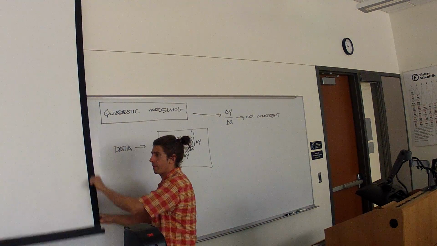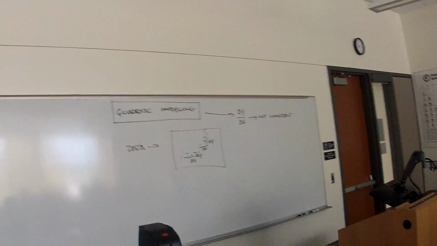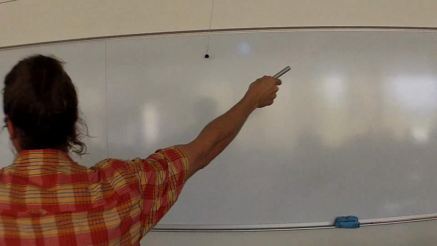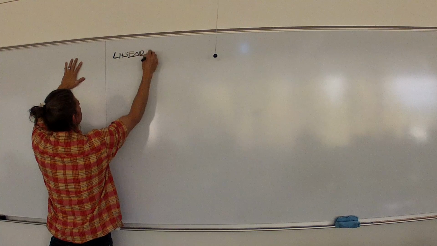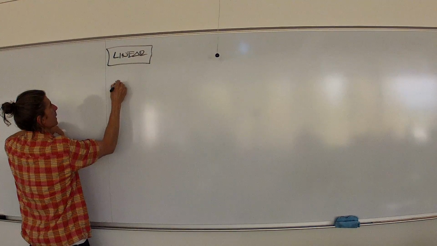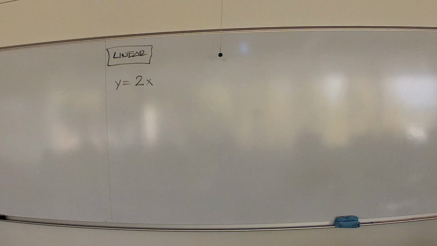Let's turn this off for a moment. Put this up. There we go. What I want to do is compare and contrast a linear model and a quadratic model. So a linear model, a real quick example, would be something like y equals 2x. Real simple, y equals 2x.